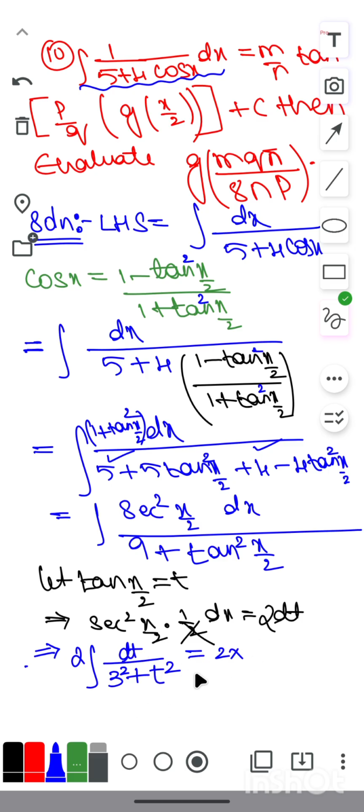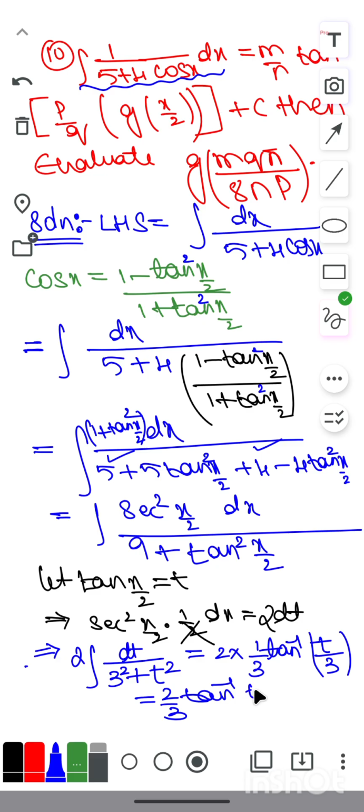So the formula says 1 by a into tan inverse of x by a. Here a is 3. So 1 by a into tan inverse of x by a, t by a value is 3, plus c. Finish. We found the answer. When I rewrite this, we get 2 divided by 3 into tan inverse of t value. What is the value of t?